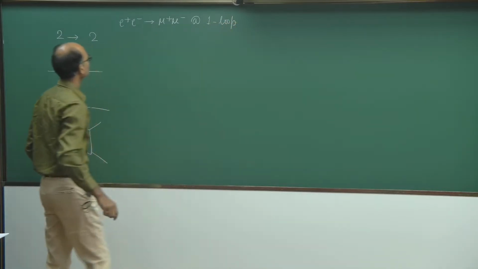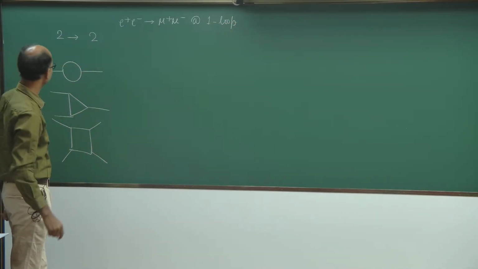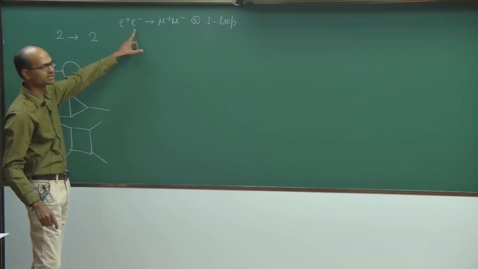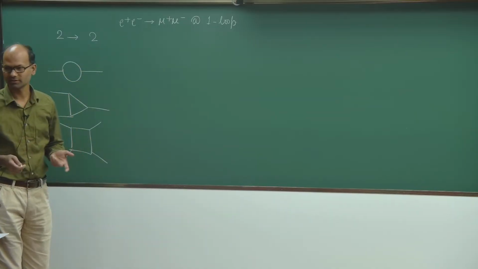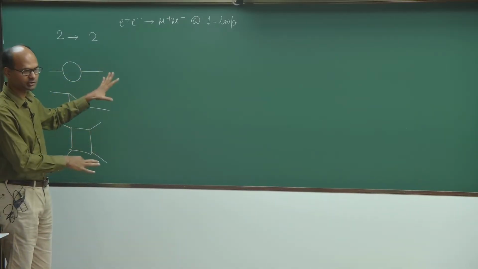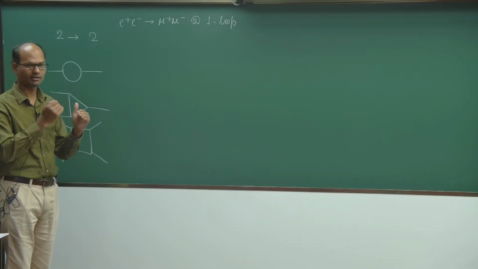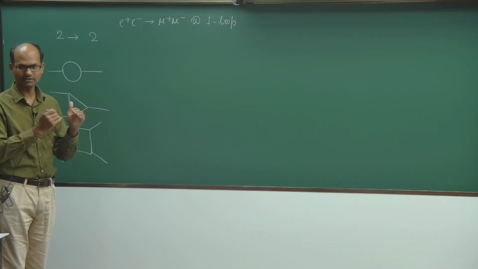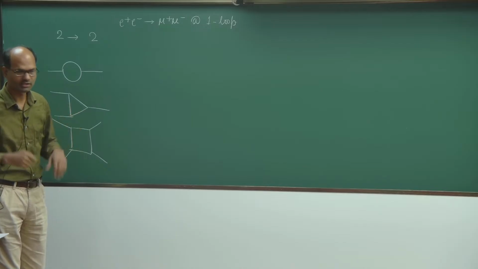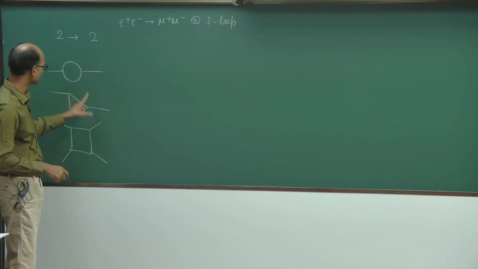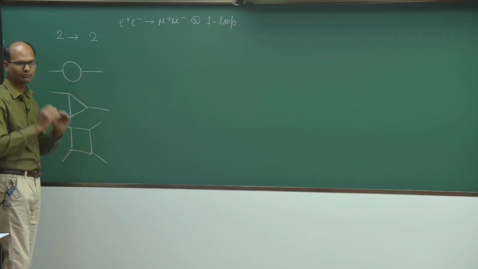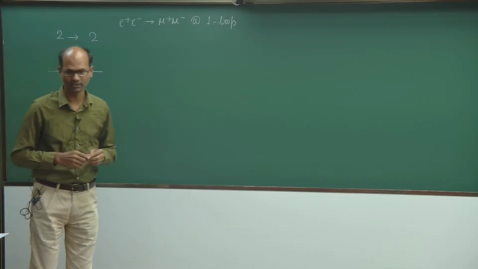As far as one loop corrections in this 2 to 2 process are concerned, we have basically done the job, because we know that higher point tensor integrals can be written in terms of lower point tensor integrals, and eventually you reach a stage where you are left with only scalar integrals with no loop momentum in the numerator.